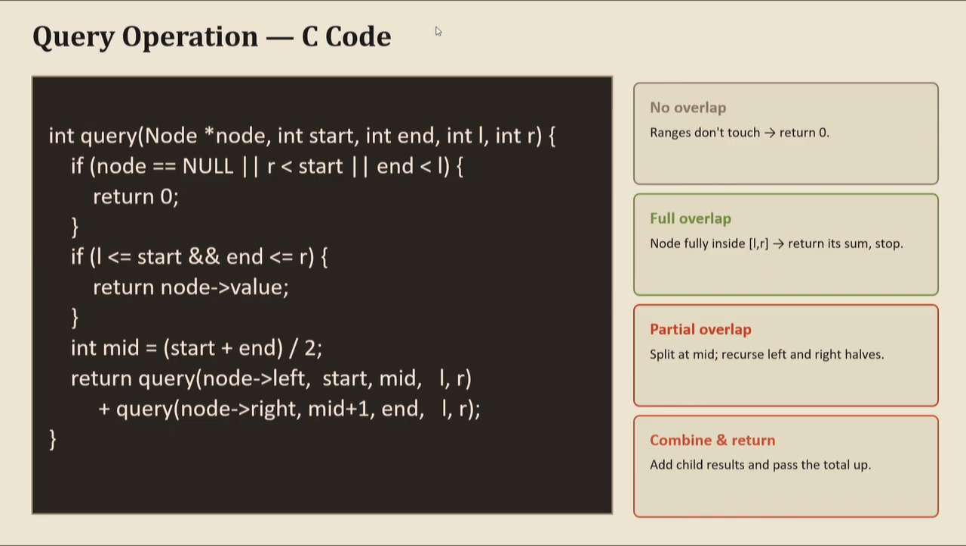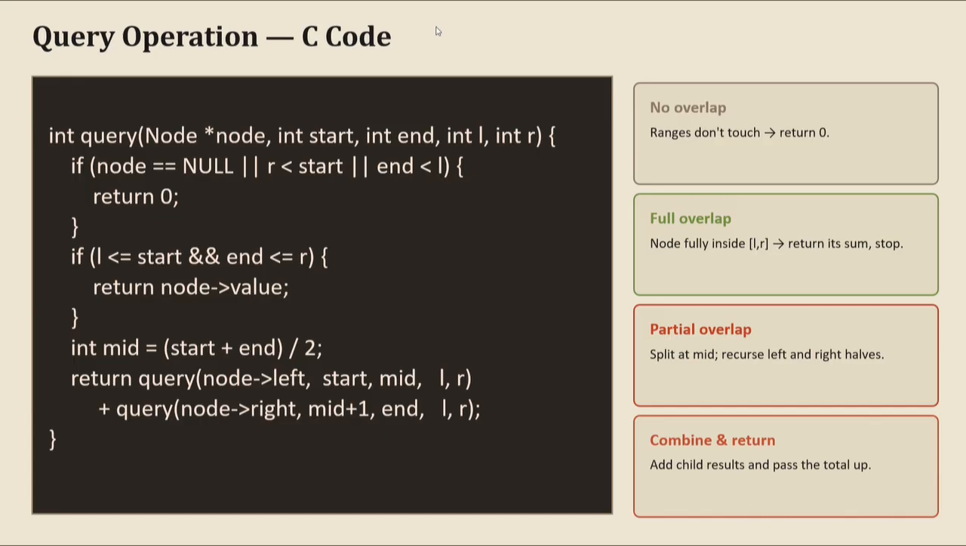Now let's talk about the code. It's a C code implementation. The function query takes the current node, the node's range start to end, and the query range L to R. The first condition handles the outside case. If the node is null or the ranges don't overlap at all, we return 0 immediately. The second condition handles the fully inside case. If the node's range is completely covered by range L to R, we return the node's value without going deeper.